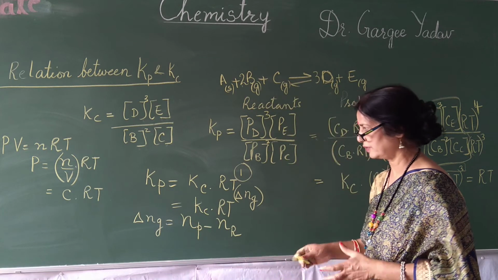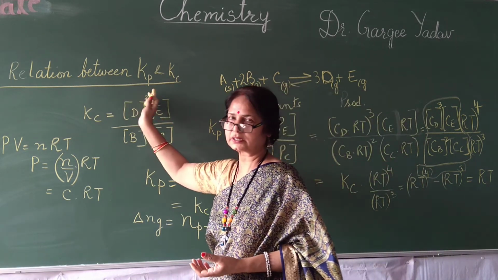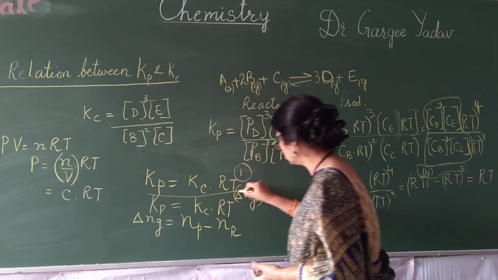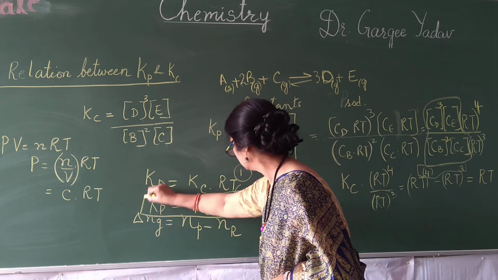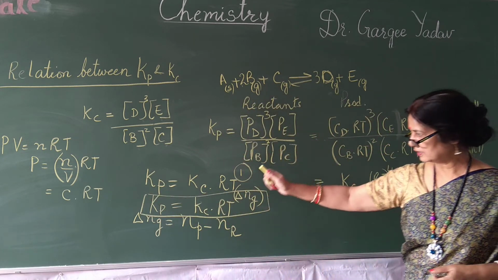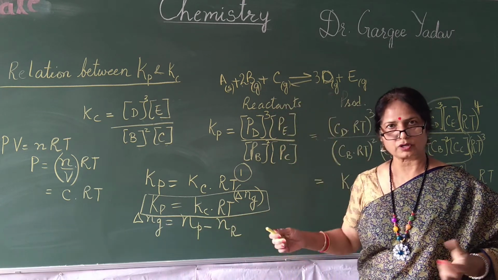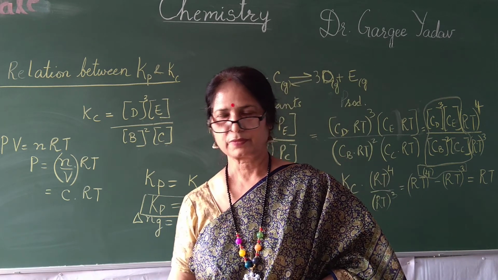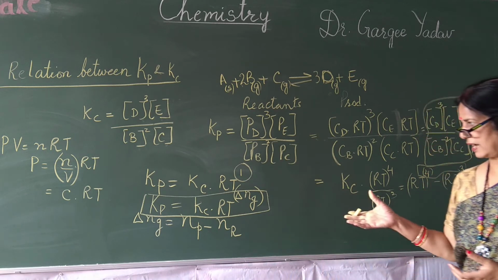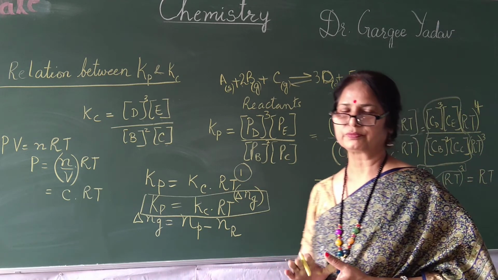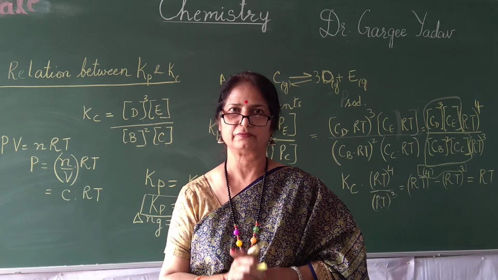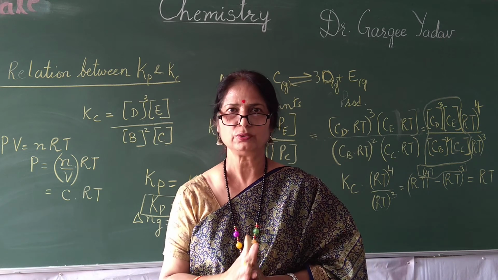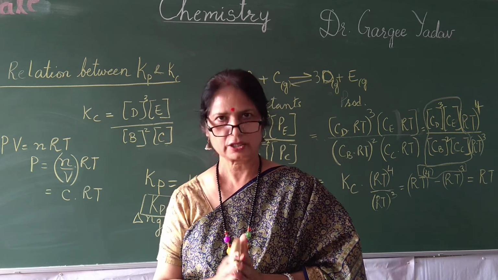So what is the relation between Kp and Kc? Kp is equal to Kc RT raised to the power delta Ng, where delta Ng is Np minus Nr, the number of moles of the products minus the number of moles of the reactants. Now I would like to give you some numericals, and before that I would like to tell you one thing about the reaction quotient: what is the reaction quotient and how is it related to Kc, the equilibrium constant.